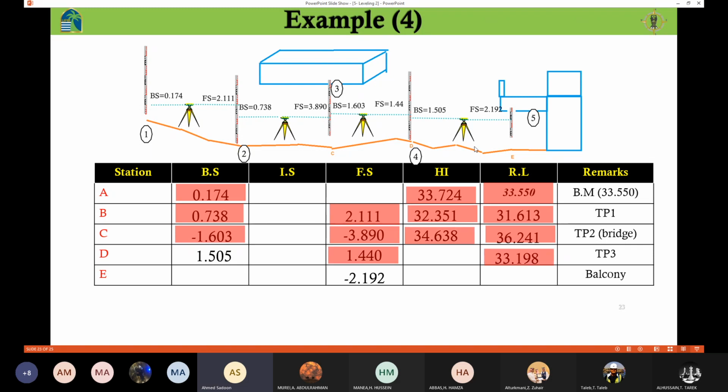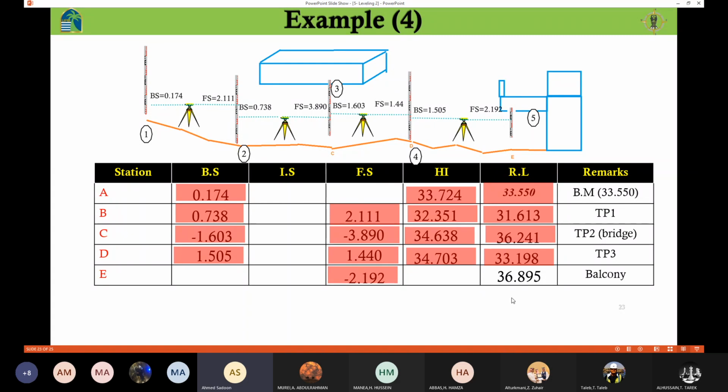Now for the last point, I'm going to determine a new height of instrument, and the new height of instrument is going to be the reduced level for point D plus the backsight. So this value plus that value. Now the last step, I need to determine the reduced level for this point. The reduced level for that point is going to be the height of instrument minus the foresight, which is positive. So this one plus that one is going to give me the new reduced level.